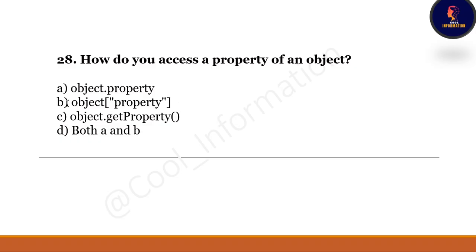Okay. Next question. How do you access a property of an object? Option A object dot property, option B object, and we will write property within square brackets, option C is object dot get property, and the last option is both A and B. Correct option here is option number D, because both the dot operator and the square bracket operator are used to access a property of an object. So option D will be correct. Both A and B is the correct option.